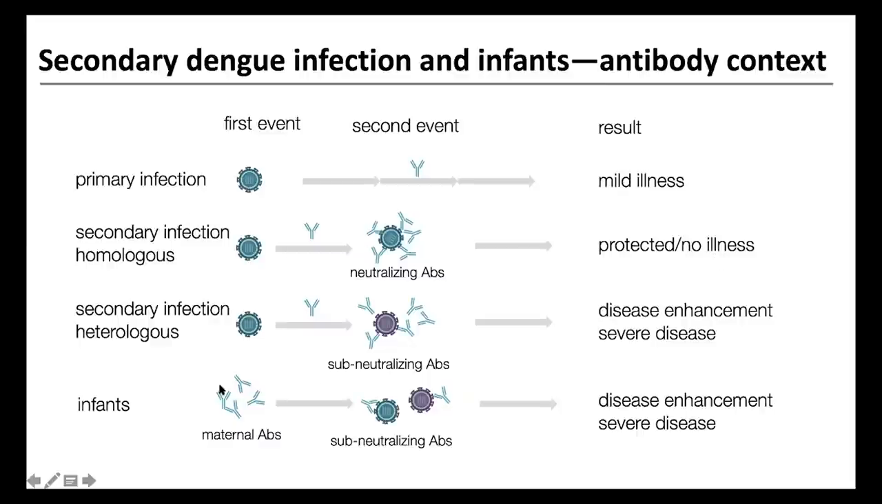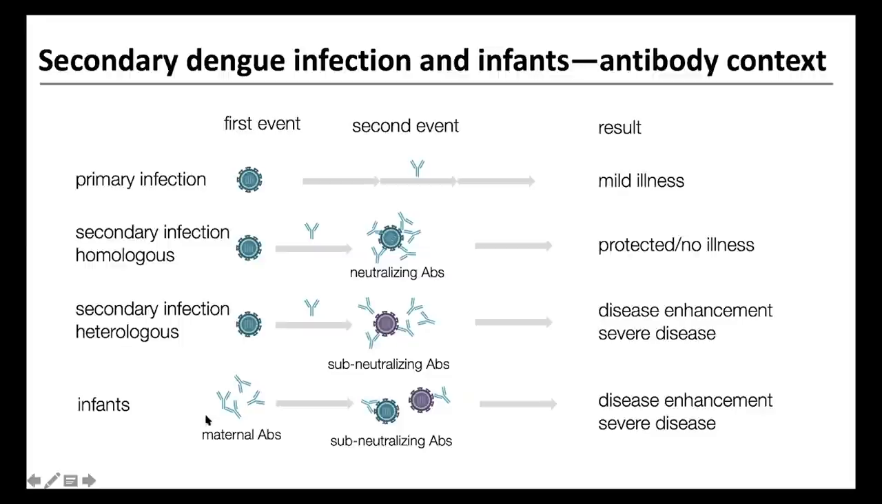Now, during secondary infection with a different serotype, so this is heterologous, so I have a different color virus here, not all of the antibodies from the response to the first infection will be able to recognize the second serotype. And this leads to this sub-neutralizing antibody condition, and that leads to this ADE-mediated enhancement of disease severity.